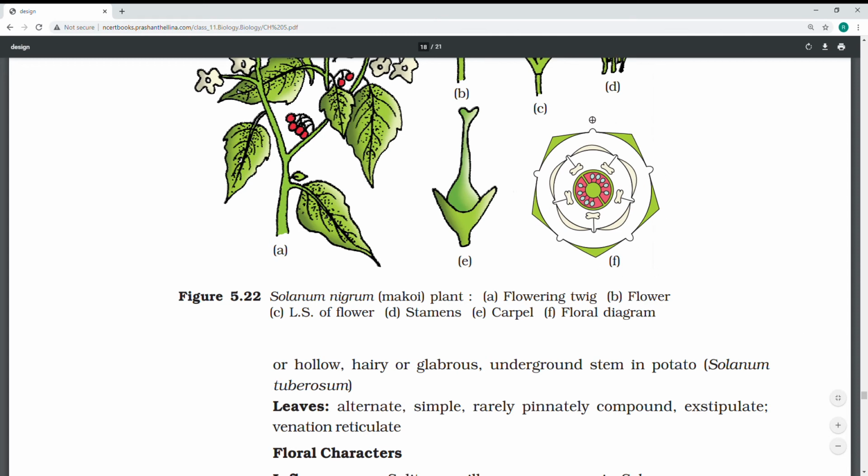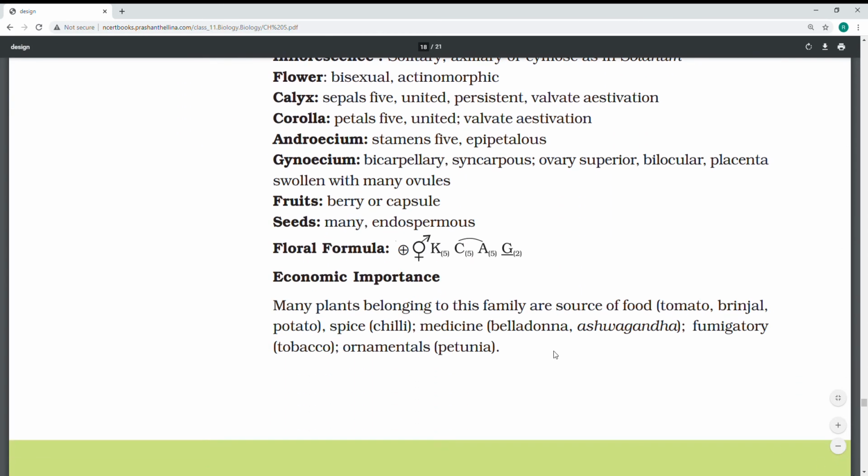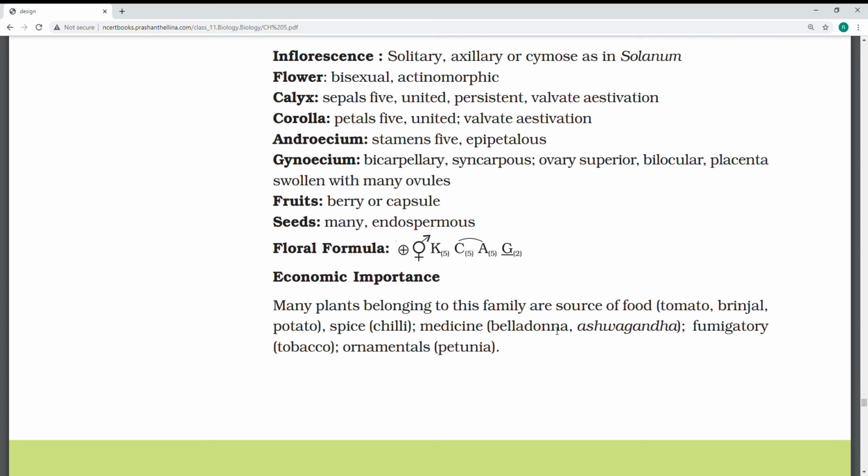For the economic importance, sometimes they ask, so see the question properly. Don't confuse floral characters, which means the flower, with vegetative characters, where you write the stem, root and so on. If they ask for economic importance, you can write that many plants belonging to it are ornamental plants, medicinal plants or food plants. If you write the scientific name, it is better. The source of food: tomato, brinjal; the medicine: belladonna and ashwagandha, like this.